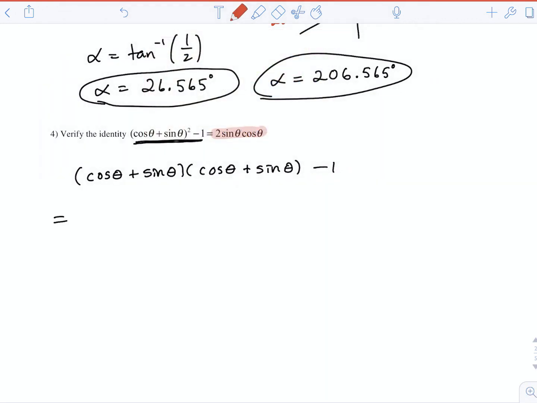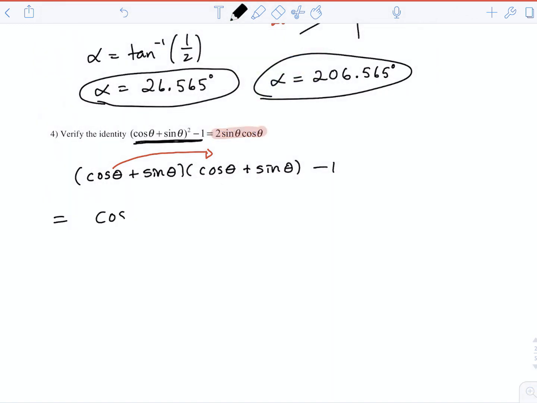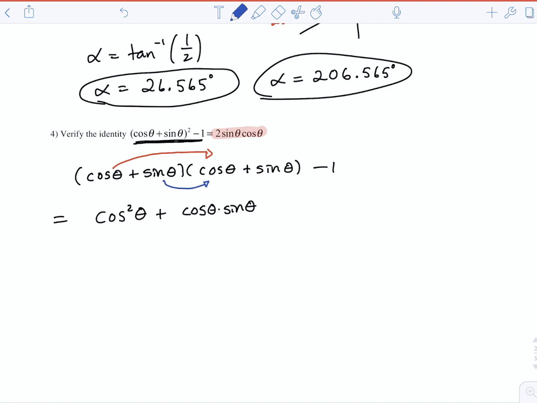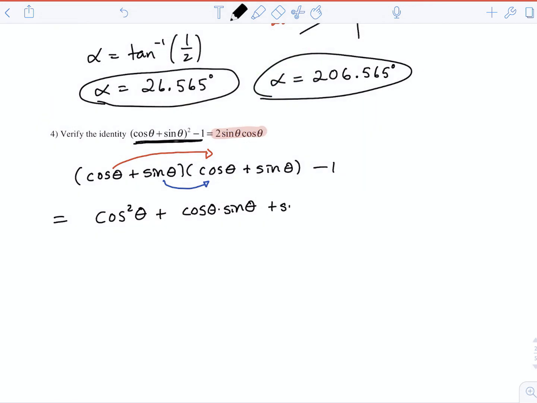So then start distributing. Cosine needs to be distributed to both of these over here. So that means there would be a cosine times cosine, that's cosine squared, plus cosine times sine. Next up, take this sine of theta and multiply it through with those two things. So then there would be plus sine of theta times cosine of theta. And then the last one times the last one would be sine times sine, also known as sine squared. And then that extra minus 1.